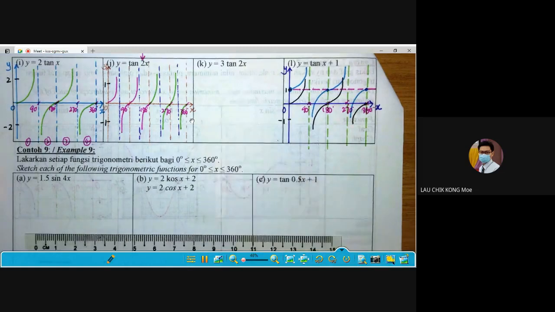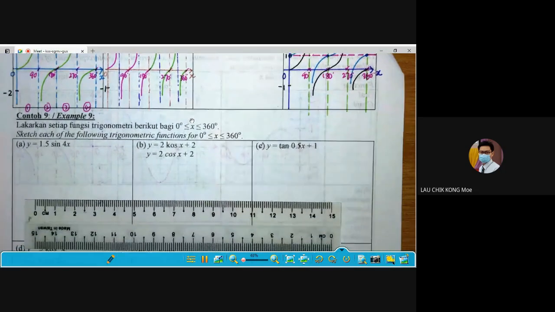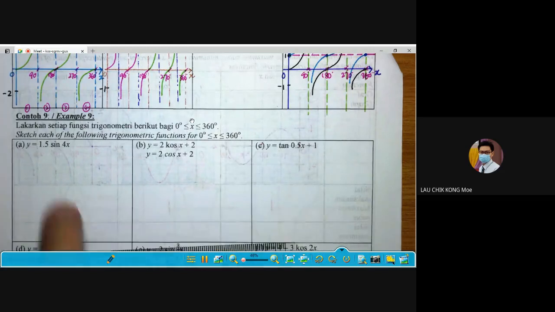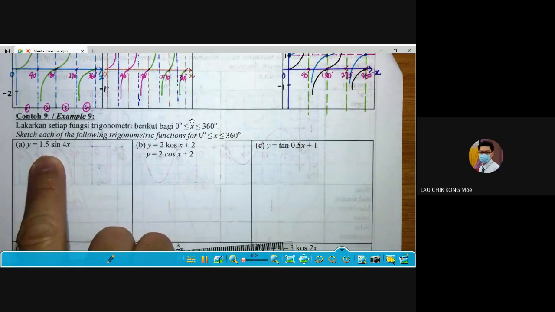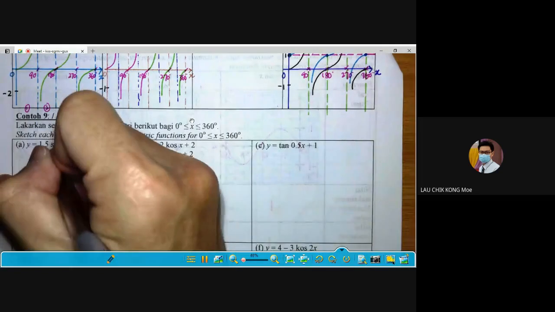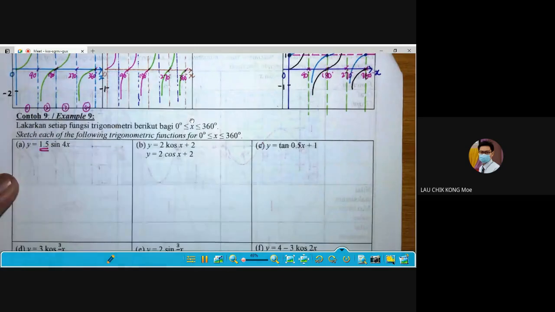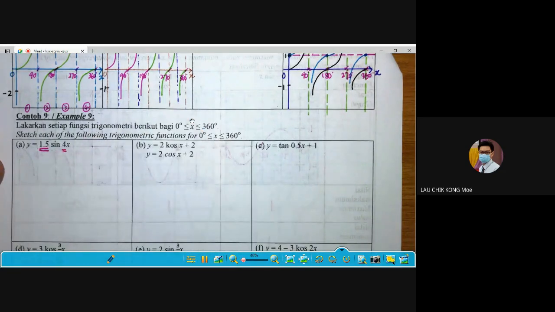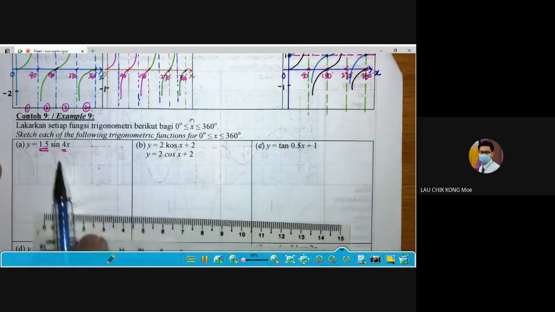Okay, so for example 9, I try to discuss one, and then later on you can try yourself. Okay, I try A. Y equals 1.5 sin 4x. Now this is not many difference, but just this is the amplitude 1.5. Sebelum ini 1, 2, 3 saja, but now is 1.5. And then what do you mean by the 4? Nazim, what do you mean by the 4?